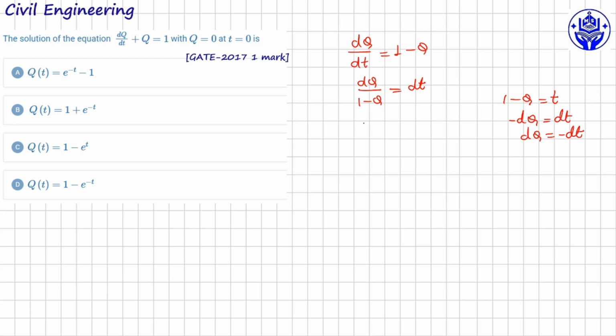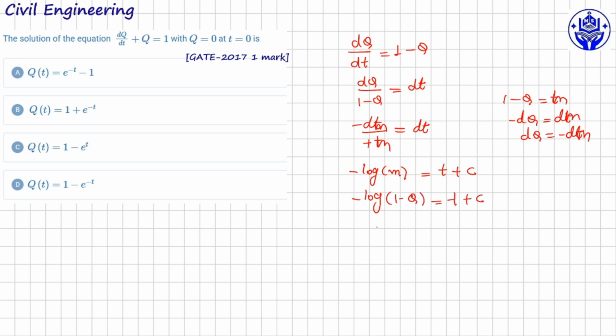What can I write here? It is nothing but dt upon minus t. Since t is present here, I will just write m here, so it will be dm. So now it is nothing but minus log of m equals t plus c. Now I will put the value of m, that is 1 minus q, and it is nothing but t plus c here.